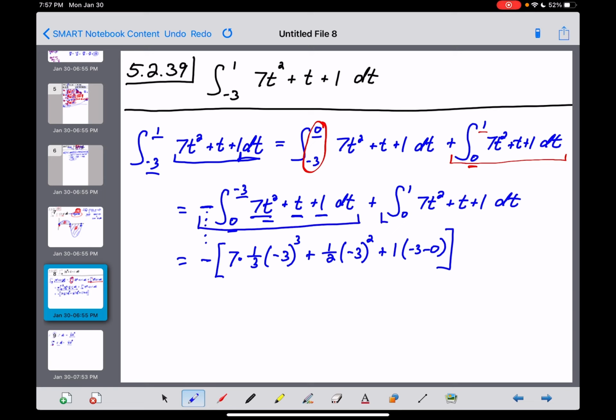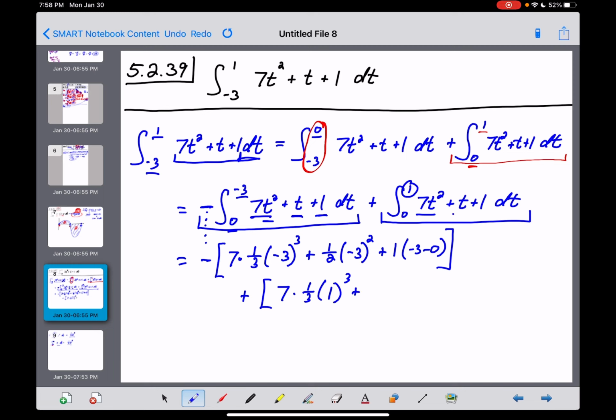And all of that takes care of this integral right here. But I still have a whole other one to worry about now. So I'm going to go plus and another set of brackets. And let's do the same thing now. The integral of 7t squared, it'll start with a 7, and then t squared, that integral is a 1/3 b cubed, b being your upper limit of integration.